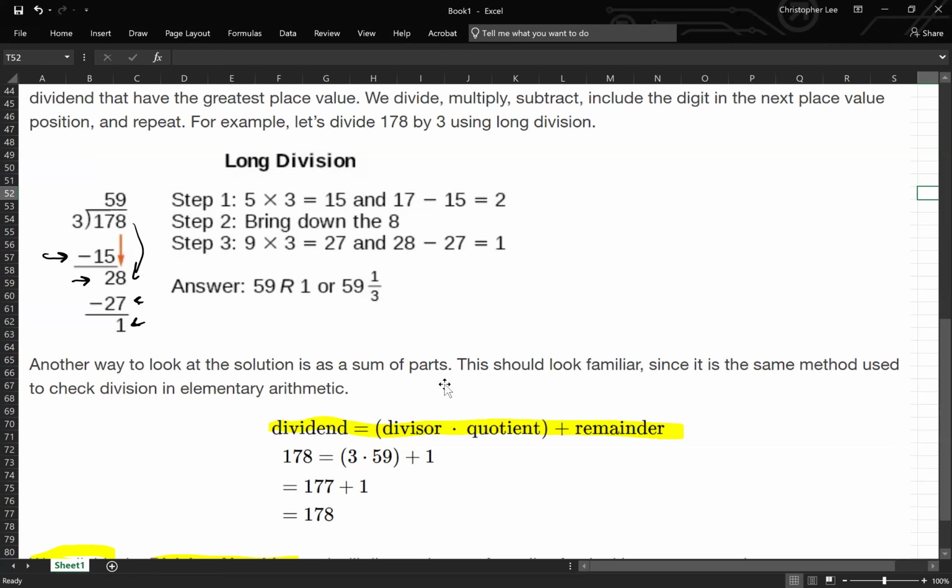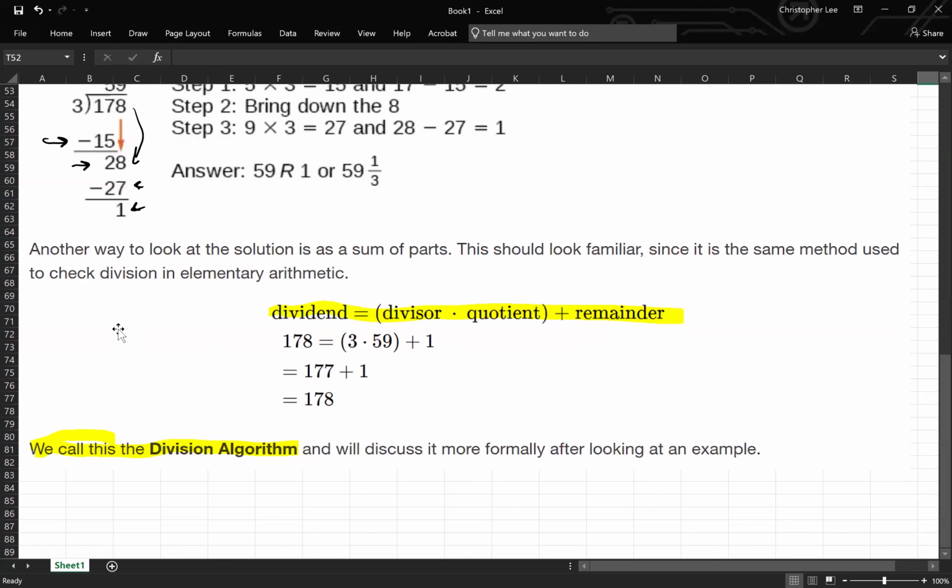Just to recap, the dividend is going to be this inside number here, the 178. The divisor, what am I dividing it by? The 3. The quotient is going to be our answer. And the remainder is this thing at the end, what's left over. Then of course you just plug in the numbers and it works. So we call this the division algorithm, and we will discuss it more formally after looking at an example.